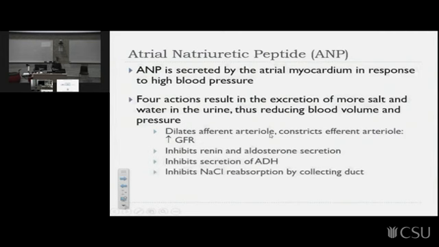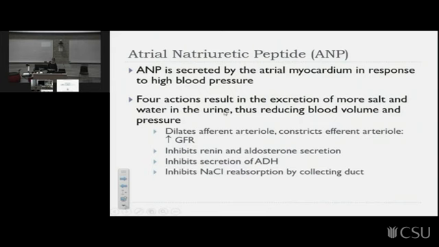And then we've got ANP. So ANP is secreted by the atrial myocardium in response to high blood pressure. So myocardium being the muscle of the heart. So there are 4 actions of ANP that result in the excretion of more salt and water in the urine. So this will in turn reduce blood volume and pressure.